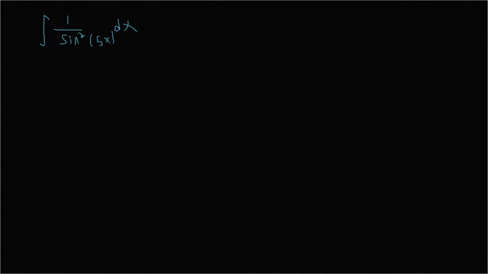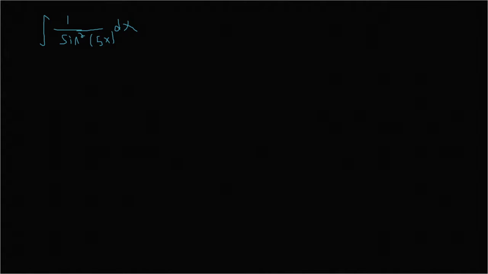Alright, here is a u sub problem with some trig. There are a couple of things I could do here. I know that sine squared plus cosine squared is 1, so 1 minus cosine squared is sine squared. I could do that and try to integrate that.